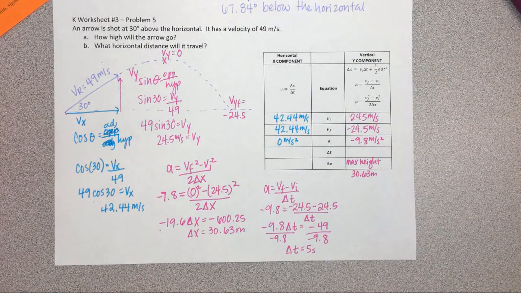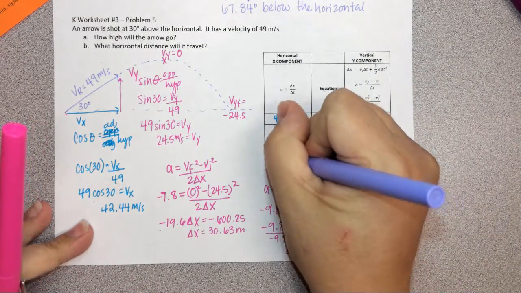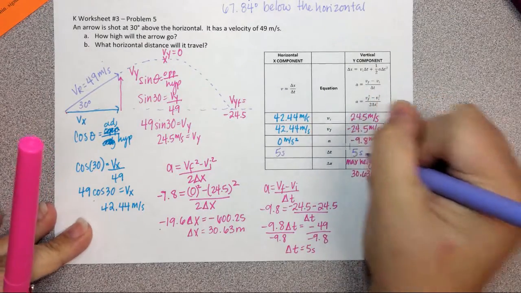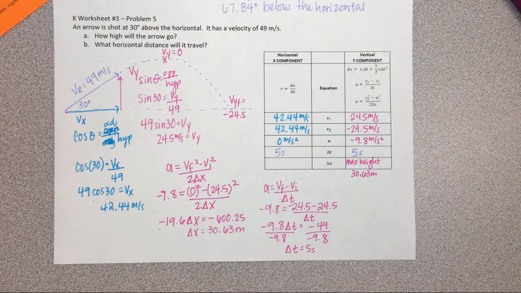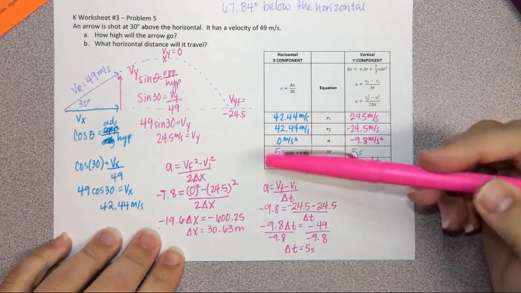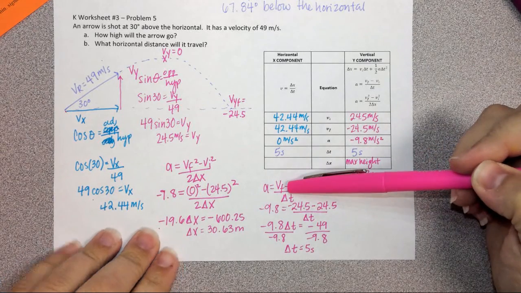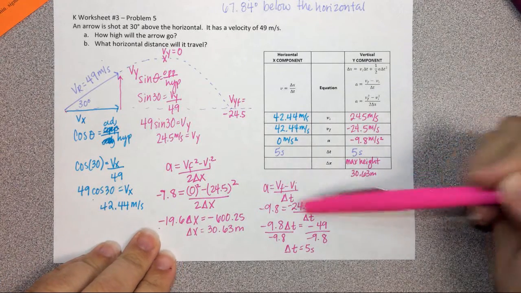Since that is for our entire trip, I can go ahead and put it in both columns. Now, I could have used the same formula and made one of these velocities 0, and I would have gotten 2.5, which is half the time.